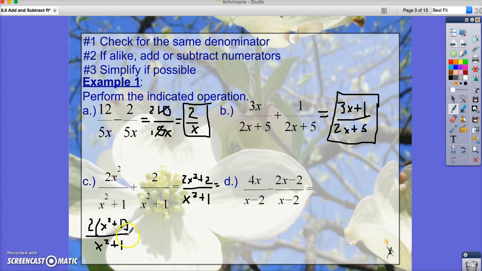Now, lo and behold, if you look, these are exactly the same. I don't usually write the parentheses, but let's add them to make it exactly the same. You can cancel these out. And yes, your final answer after all that work is just 2. So do you see how we're bringing back lesson 8.4 with simplifying fractions into it as well?